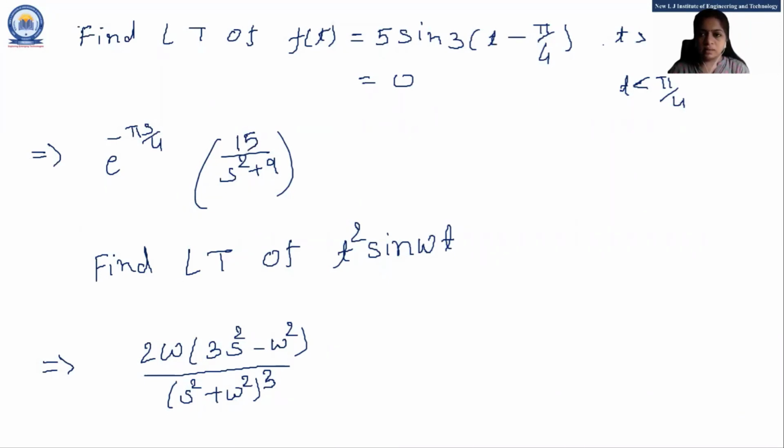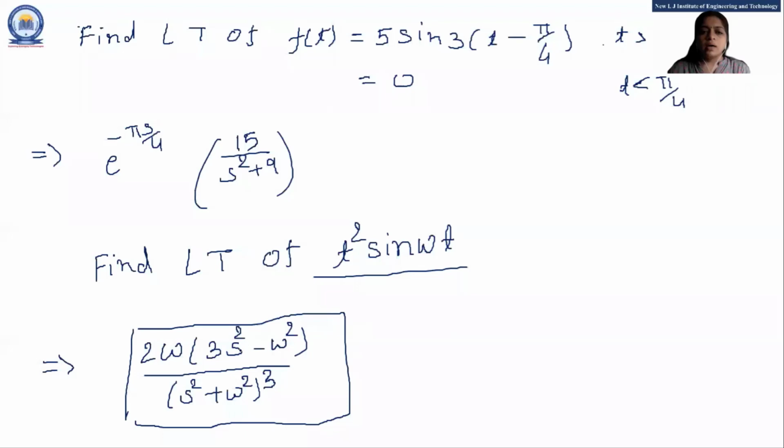The second question is to find the Laplace transform of t square sine omega t, right, everyone? And the answer of that is 2 omega into the bracket 3 s square minus omega square upon s square plus omega square whole raised to 3. So these are the answers of yesterday's homework examples, right?